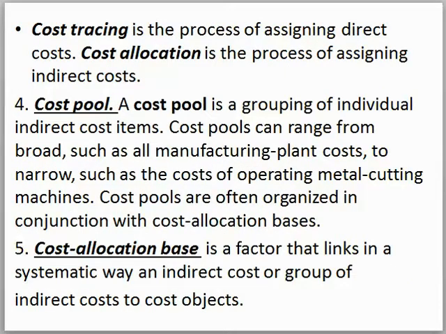So cost tracing is the process of assigning direct costs, and cost allocation is the process of assigning indirect costs.